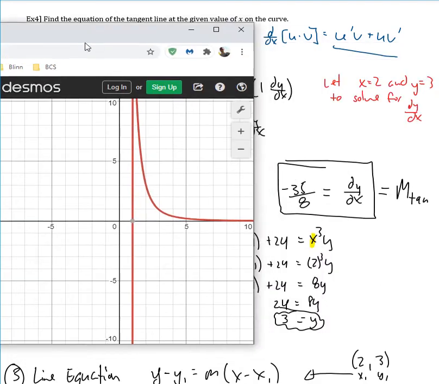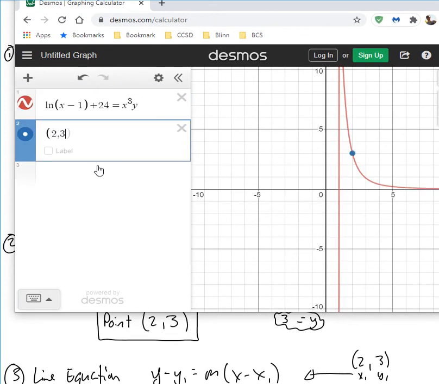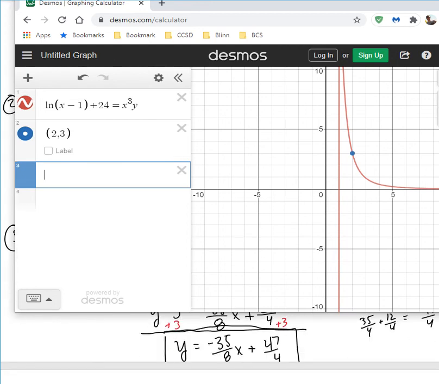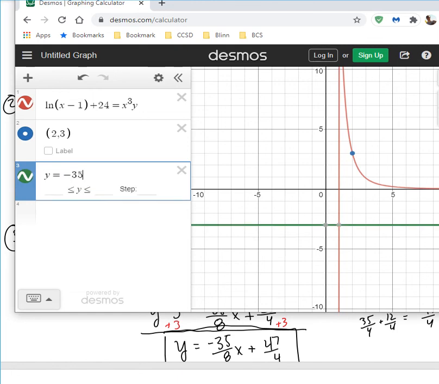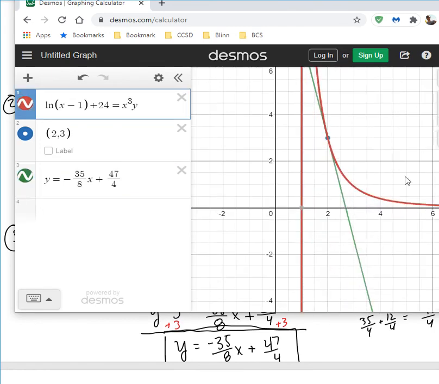And then let's go ahead and plot the point 2, 3. And then let's also plot our equation that we found. So y equals negative 35/8 x plus 47/4. Okay, so it looks good. It looks like we got it right because it looks like it goes through our point there. Trying to click on it.